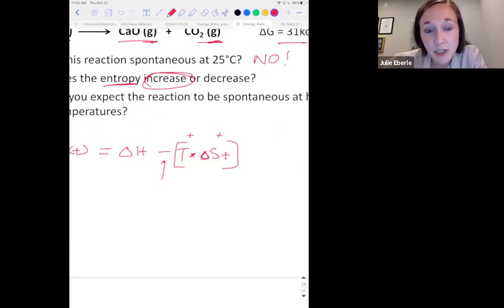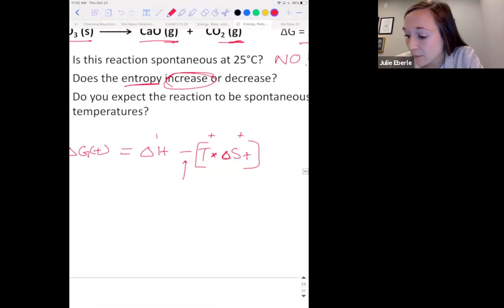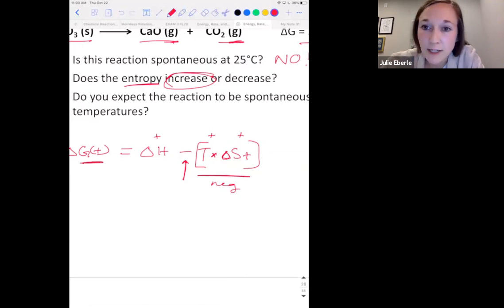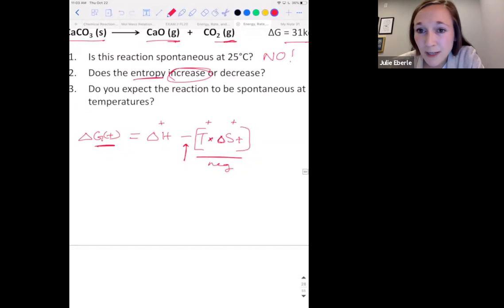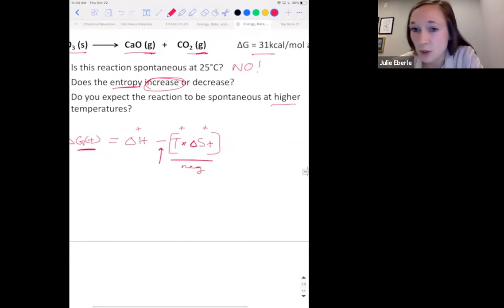However, your delta H here must be a positive number. If we have a positive delta G, and this minus sign right here would make this whole term negative, then to get a positive number over here, our delta H has to be positive, or there's no way we could get a positive delta G. So if you're tracking with me, our delta H is positive. The question is, could this reaction become spontaneous? Could we get a negative delta G at higher temperatures?